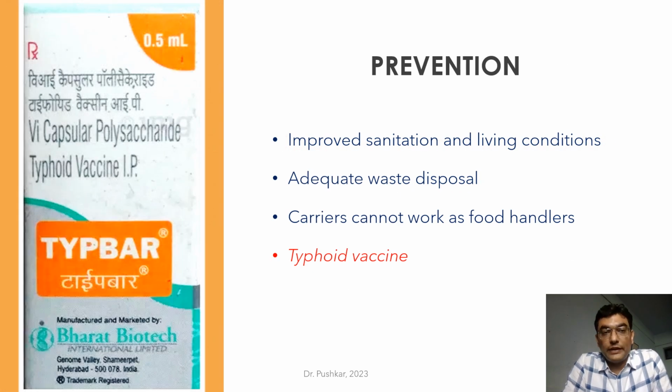Now how to prevent? Of course, the first most important thing is sanitation and living conditions. They should be improved, and there should be adequate waste disposal. The carriers cannot work as food handlers, because if they are carriers then they may contaminate the food. And one more preventive method is the typhoid vaccine. We will see this.